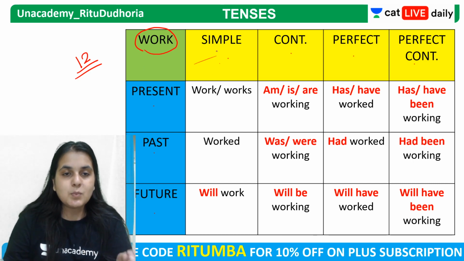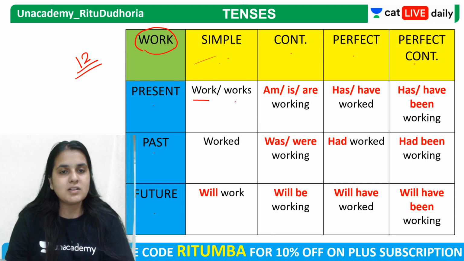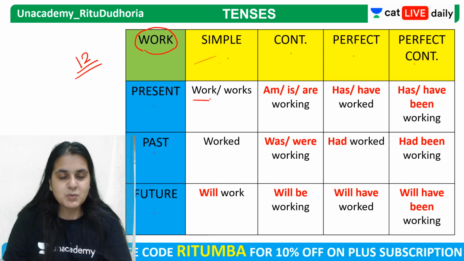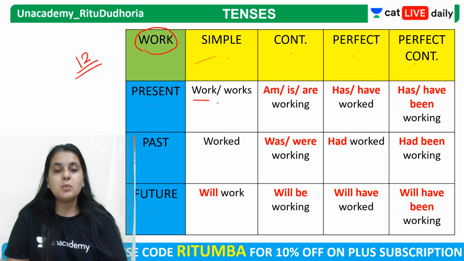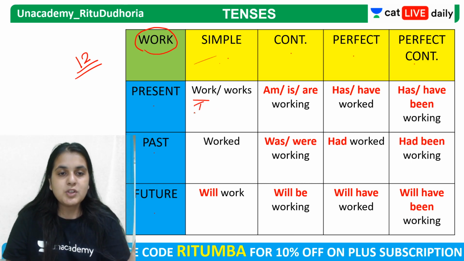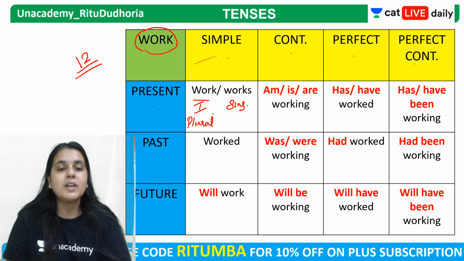Now let's understand it. When you use simple present tense, guys, I work at Wipro, he works at Wipro. Work, works. Now, what is the difference between work and works? The difference between work and works is, जब guys आप I बोलते हो, you will say I work at Wipro. When you say he, you will say he works at Wipro. She works at Wipro. So works is actually singular and work is actually plural. They work at Wipro. We work at Wipro.